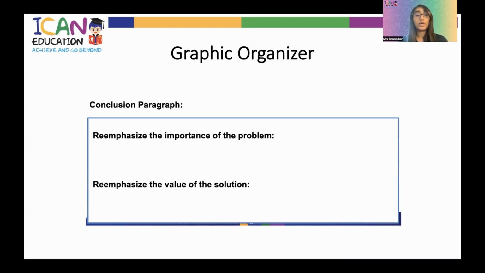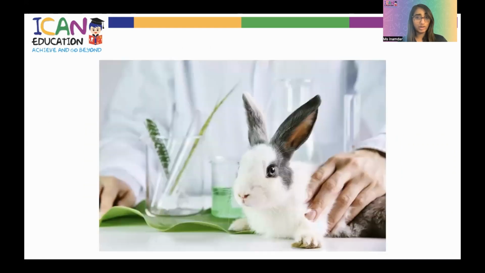Now, let's take a look at what a completed graphic organizer could look like. We're going to focus on the problem of animal testing. It's a big problem all across the world. And let's assume that this is a topic that's very close to your heart. So you are writing about animal testing as a problem and you're going to provide solutions.